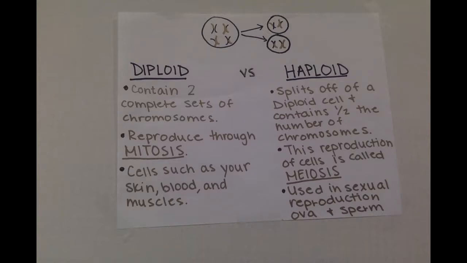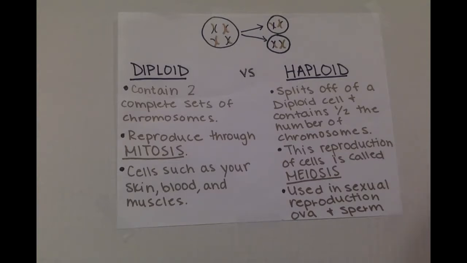Haploid and diploid cells are two types of cells in the cell process. Diploid cells contain two complete sets of chromosomes, while a haploid cell splits off of the diploid cell and contains half of the number of chromosomes that the diploid cell does.